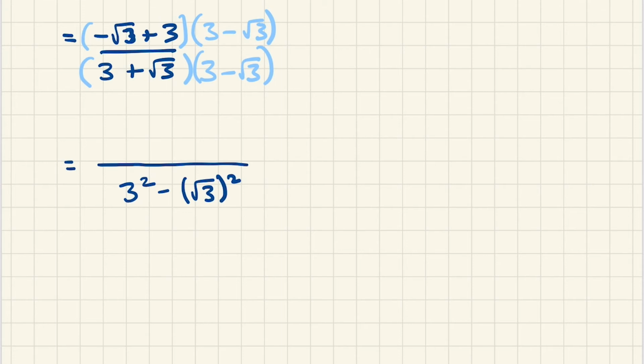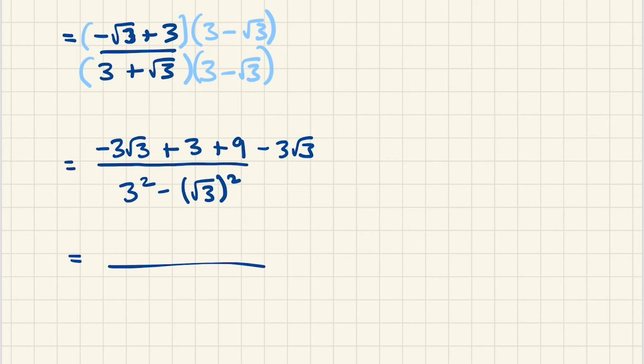So we're going to get negative 3 rad 3 plus rad 3 times rad 3, which is 3, plus 3 times 3, which is 9, and then minus 3 rad 3. Okay, so what do we have here? 3 plus 9 is 12, and then we have negative 3 rad 3 minus 3 rad 3, which is minus 6 rad 3. In the denominator, we have 9 minus rad 3 squared, which is 3.